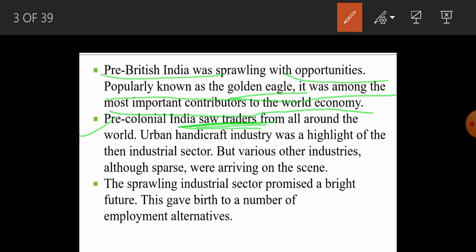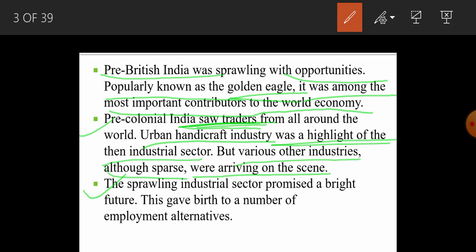Then, urban handicraft industries were the highlight of the then industrial sector, and we have already seen in the industrial sector topic that India was very famous for its handicraft industries, cotton industries, and textile industries, right? So it was very famous and a highlight of those days. But various other industries were arriving on the scene. Not only this, several other industries were also emerging in that era.